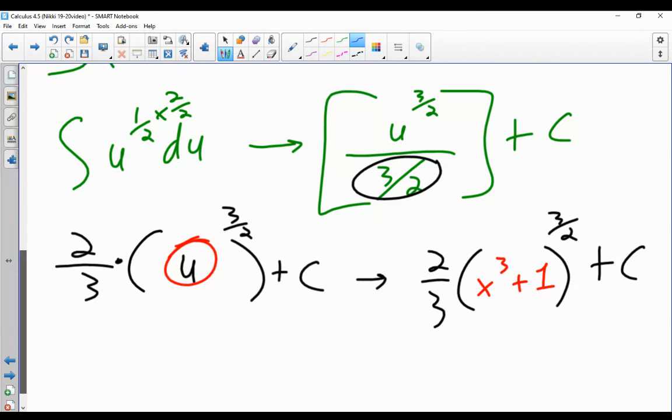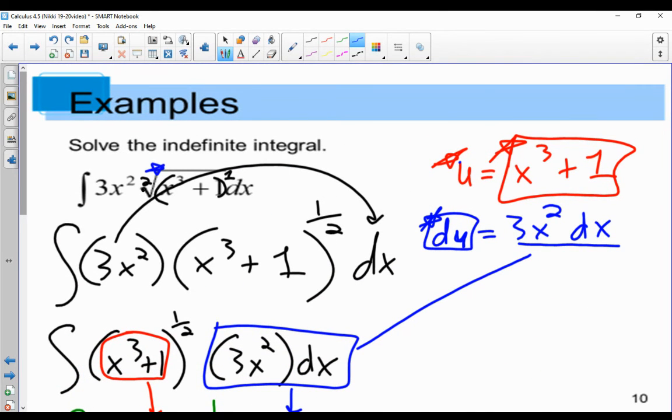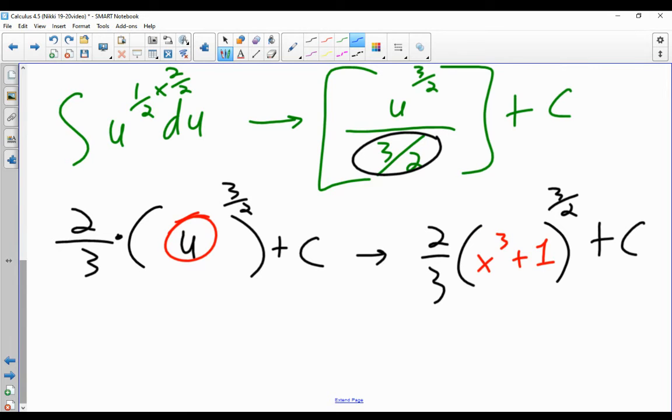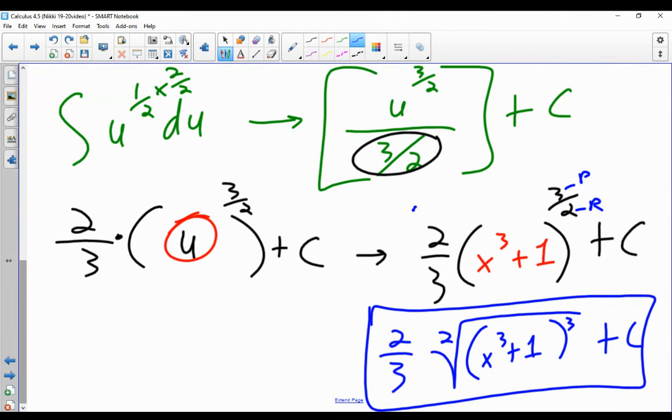And you could probably guess what it is. We started with the root. So we gotta end with the root. So we're gonna rewrite it in root form. The bottom number is the root, so it's gonna be square root. The cube is the power. So all of this, x cubed plus 1, all to the power 3, and then plus c. And that is our answer, 100% done.